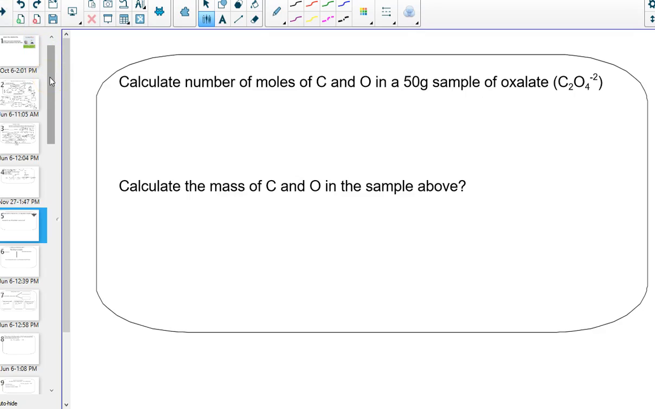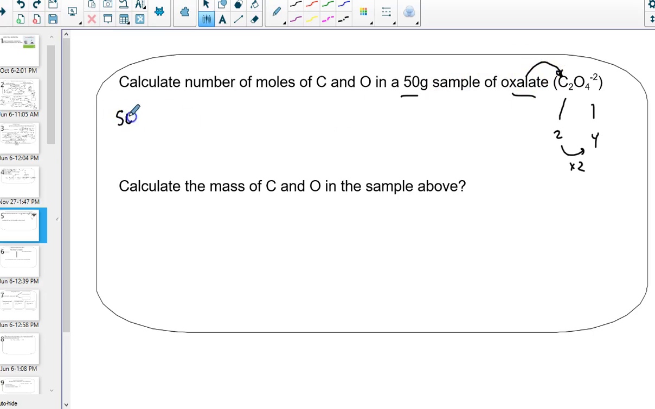Alright, calculate the number of moles of carbon and oxygen in 50 grams of oxalate. Number of moles, carbon and oxygen. Well, first of all, you should realize that the moles are related here. For every 2 of these, I'm going to get 4 of those. This is always going to be double. That's important to realize. So I could figure out one of them and just do the other one, I guess. So let's go, first of all, 50 grams of oxalate. I'll have to actually convert that to moles first.